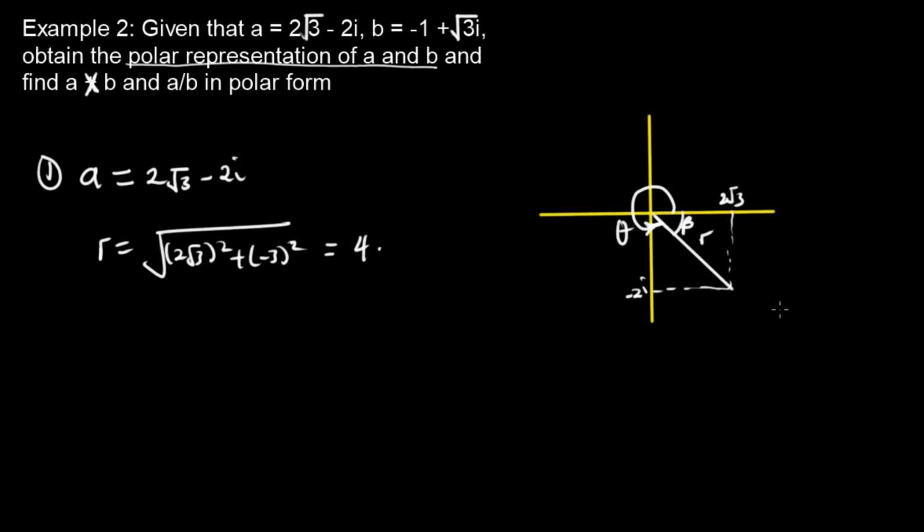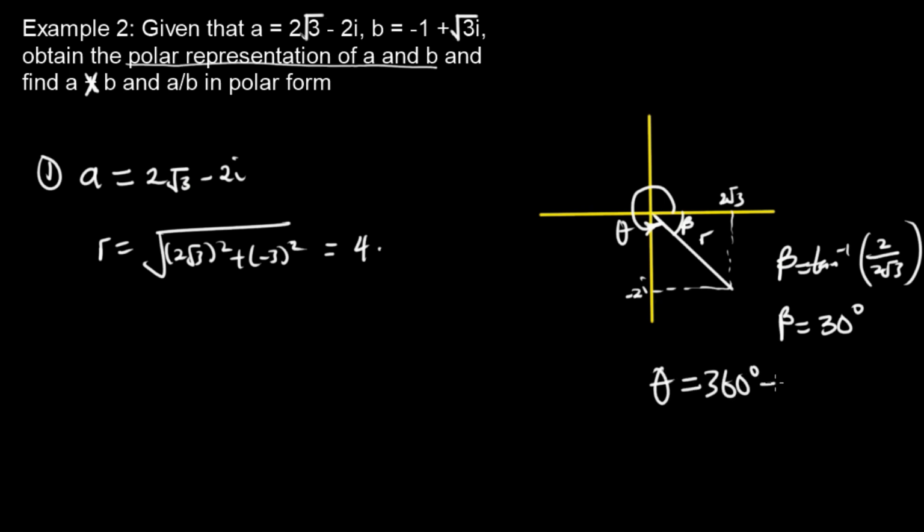So from here we are going to have beta equal to the tan inverse of 2 over 2 root 3. And then we have beta equal to 30 degrees. So to find our theta, we are going to subtract 30 from 360 degrees. So we have theta to be 360 degrees minus 30 degrees, and this is 330 degrees. So we have theta here to be 330 degrees.